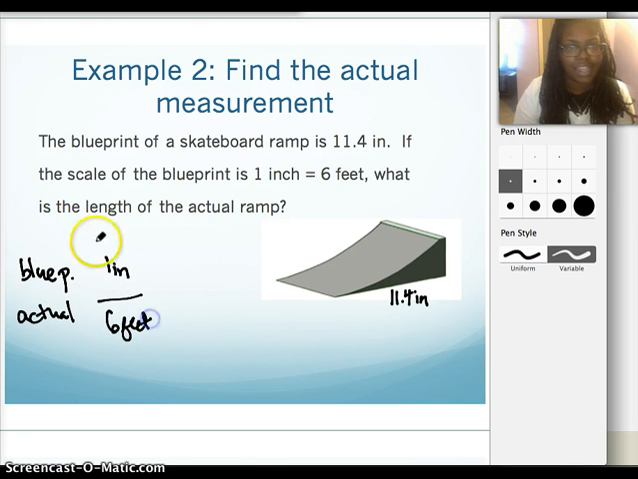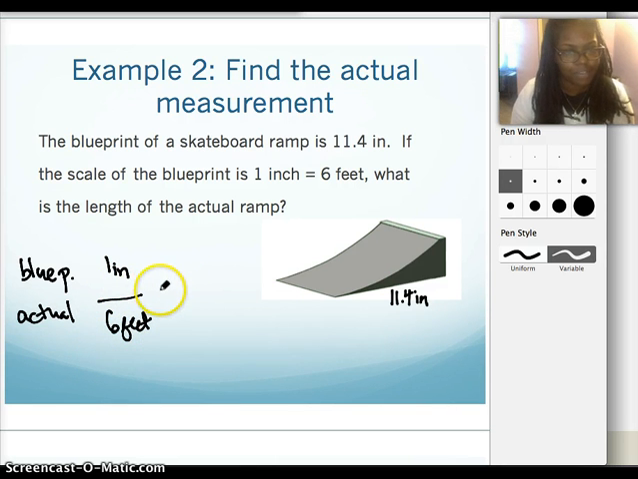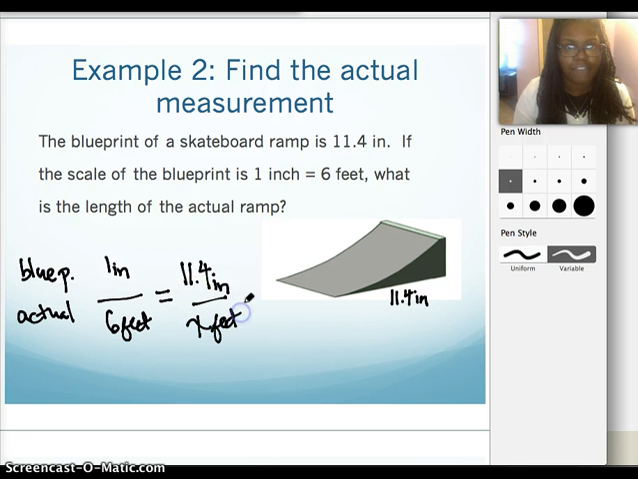Now, since we're not in this problem asked to find a scale, I'm going to leave it exactly as it is. If I were asked to find a scale, I'd translate my feet into inches and do a 1 to something ratio, but that's not what I was asked to do. I'm just going to find this other value. So 1 inch of the blueprint is equal to 6 feet of the actual ramp. And so I'm going to do 11.4 inches is to x amount of feet, because that's what I need to figure out. I've got to figure out how many feet is represented by these 11 inches.